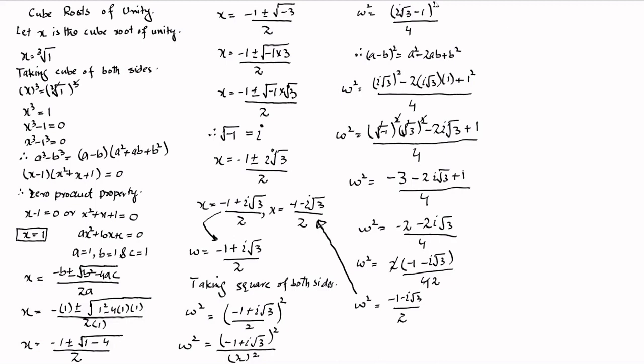So the solution set of the unity roots are 1, which is from here, and we have omega, which we have supposed, and we have omega square, which we have found from here. So this is the solution set for the cube roots of unity. Hopefully this is easy to understand.